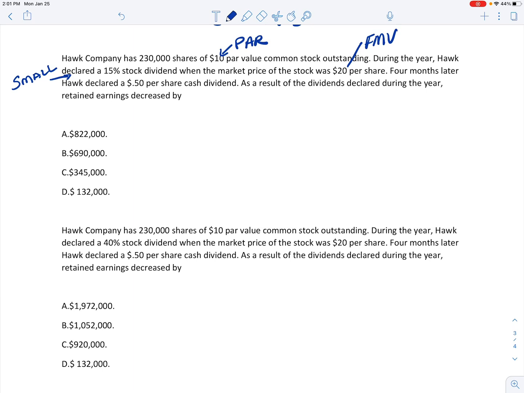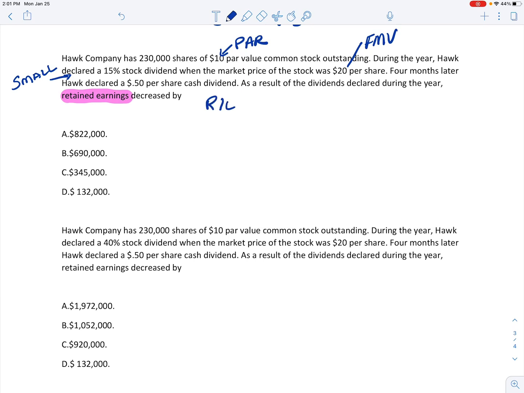Because they want that retained earnings piece, and I know that by reading the question, all I'm going to look at or try to record is that declaration part, because I know the declaration is the part that hits retained earnings. So to save time on an exam, I know I can just do that piece of the journal entry. So first, let's record that small stock dividend.